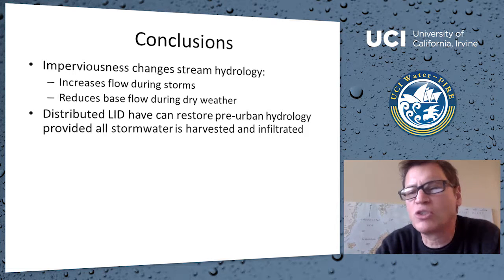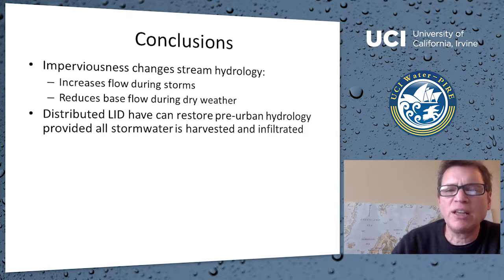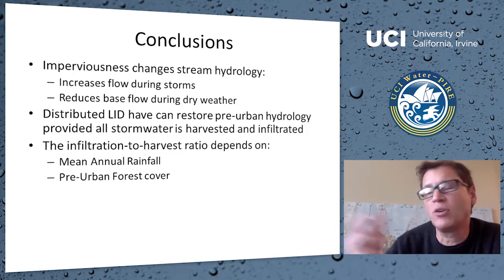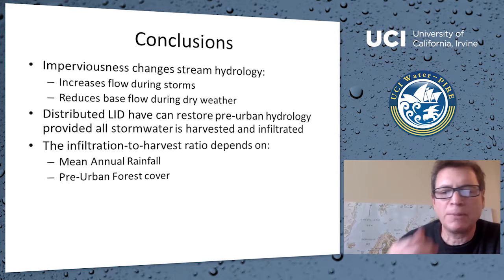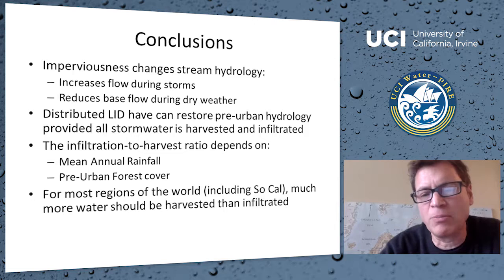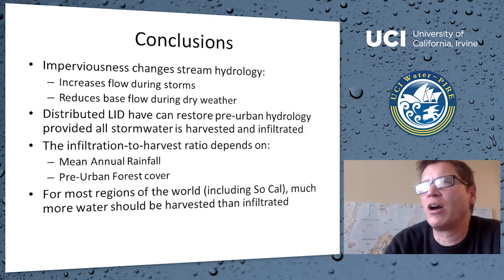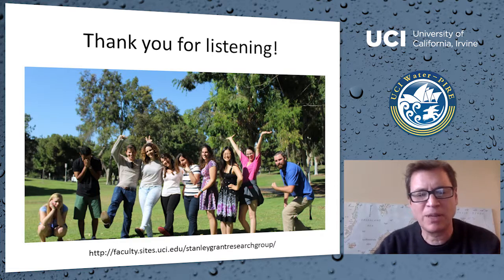Distributed LID can restore pre-urban hydrology, provided that all of the stormwater is harvested and infiltrated, with an infiltration to harvest ratio that depends on the mean annual rainfall of your location and the pre-urban forest cover corresponding to your particular area. And when we map that out, we find that for most regions of the world, including Southern California, much more water should be harvested than infiltrated, which is a really great thing for increasing urban water security. So with that, I'm very happy to take questions, and thank you.